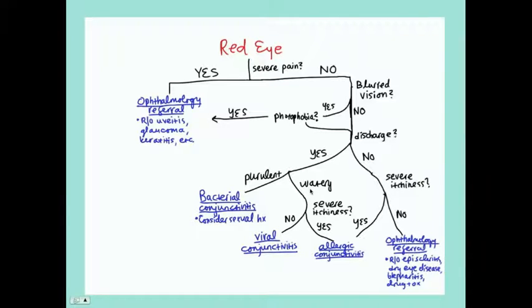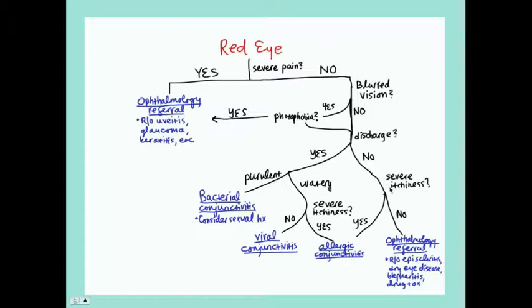If there is watery discharge, you want to know if there's severe itchiness. Remember, severe itchiness is associated with allergic conjunctivitis. So if there is severe itchiness, probably allergic. If there's not severe itchiness, it's probably viral. And from the onset, some of those viral causes of conjunctivitis, you can usually tell right away. If there's any kind of rash around the eye, it's probably a herpes or varicella problem.